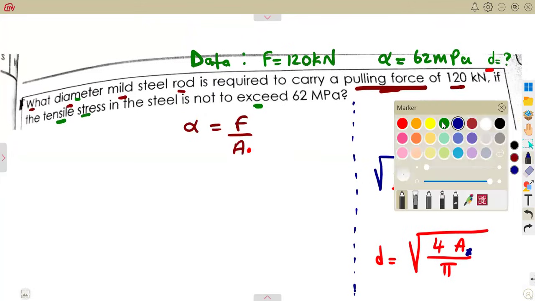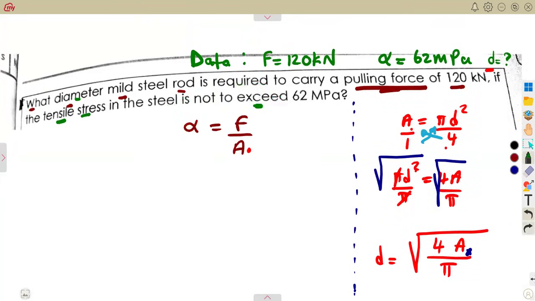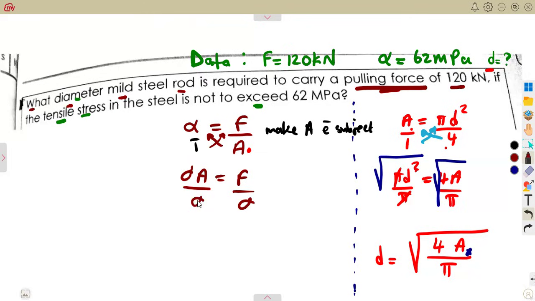That is where this formula now plays a role in calculating the area. So let's find area here. Okay, let's make A the subject. If you make A the subject, this is over 1. So we can simply cross multiply. That's sigma times A is equal to F. What is it that we need? We need A, so you can simply divide by sigma, which is our stress. So this is going to cancel. So A is equal to the force over the stress.